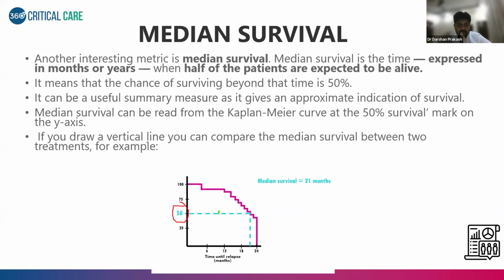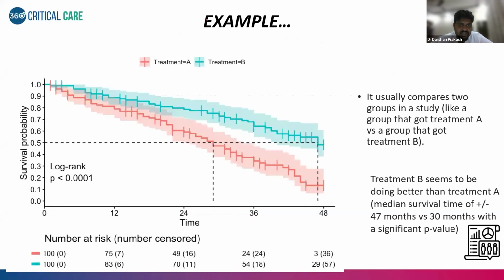Okay, so 50% survival probability, what it corresponds to in the timeline, gives us the median time of survival. Okay, hope I'm clear till here. So, for understanding purposes, what is the median time of survival for a true patient treatment?